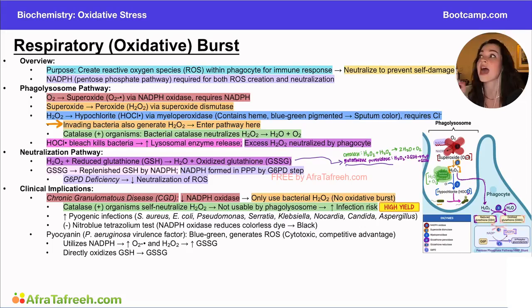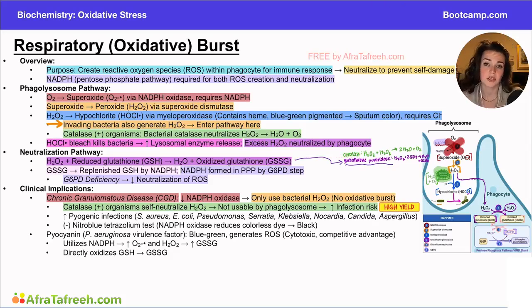And this is why, and this is a very high yield point, they want you to not only understand this fact, but understand why it works. And there's all of this potential for higher order questions of, then can you remember which organisms are catalase positive? So there's lots of sneaky ways they can try and ask about this pathway, both from a biochem standpoint, from an immunology standpoint, and from a microbiome standpoint. So be on the lookout.